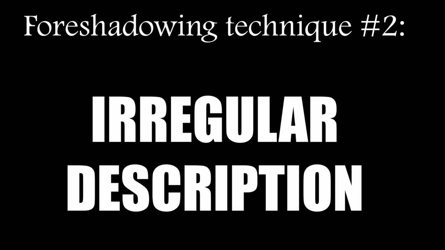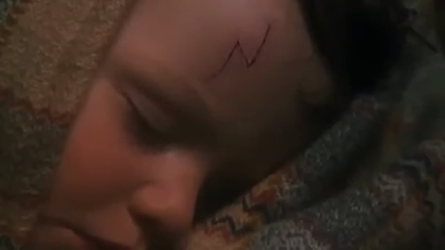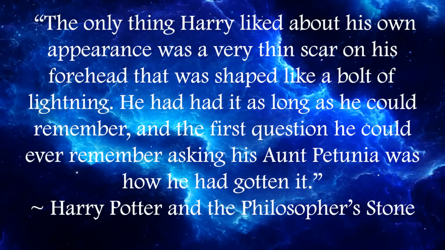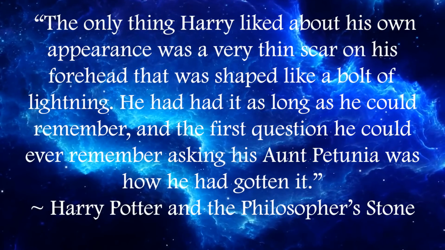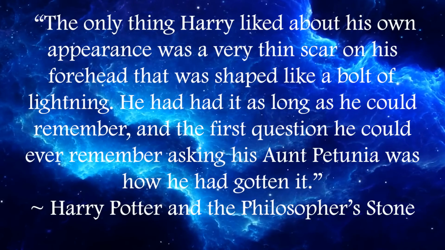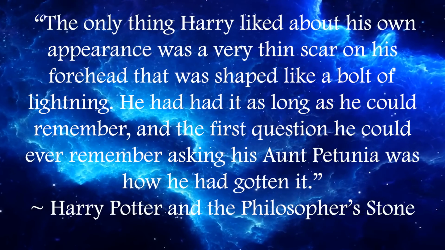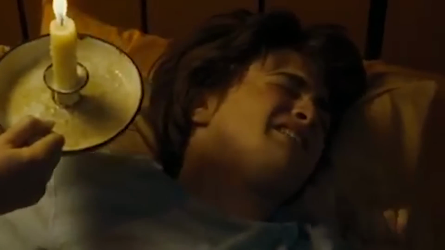Secondly, irregular description. This is where the author tends to highlight something that would not usually be examined, or give it more detail than would usually be given. The most obvious example that most people would know of is Harry's scar. In the opening pages of The Philosopher's Stone, not the Sorceress, Rowling writes that the only thing Harry liked about his own appearance was a very thin scar on his forehead that was shaped like a bolt of lightning. He had had it as long as he could remember, and the first question he could ever remember asking his Aunt Petunia was how he had gotten it. Normally, a scar by itself isn't that remarkable, we all have them, but this irregular description signals to the reader that something mysterious happened in his past, but it also foreshadows that the tension in the story will rise from the relationship he has with Voldemort.